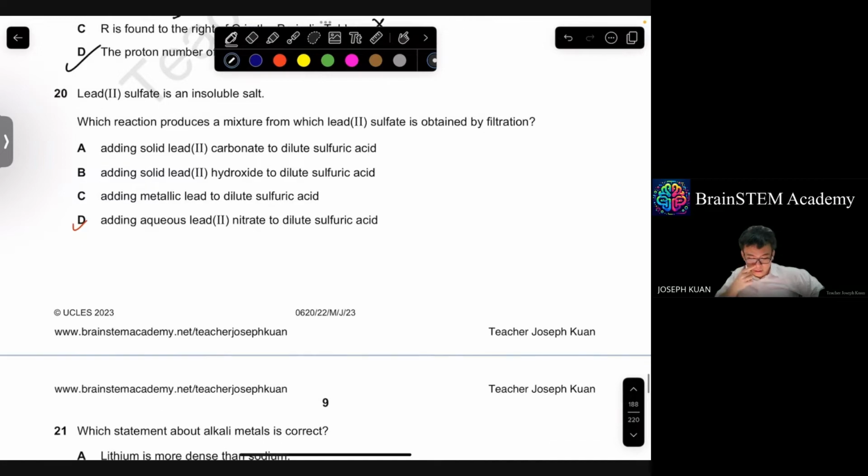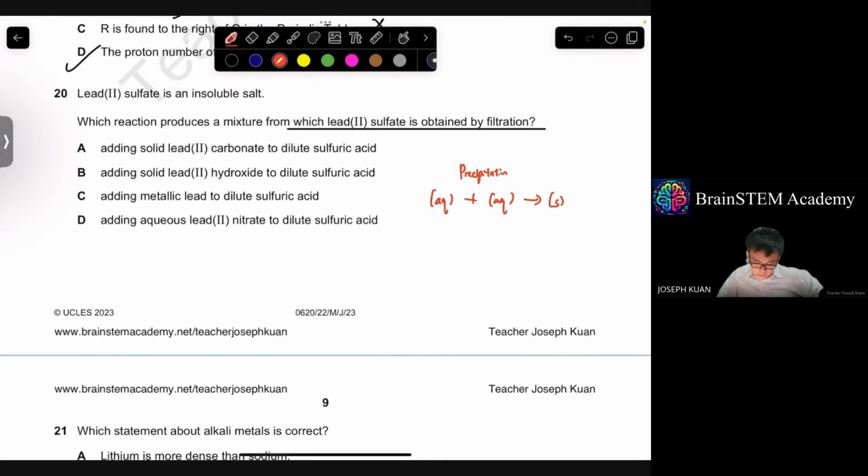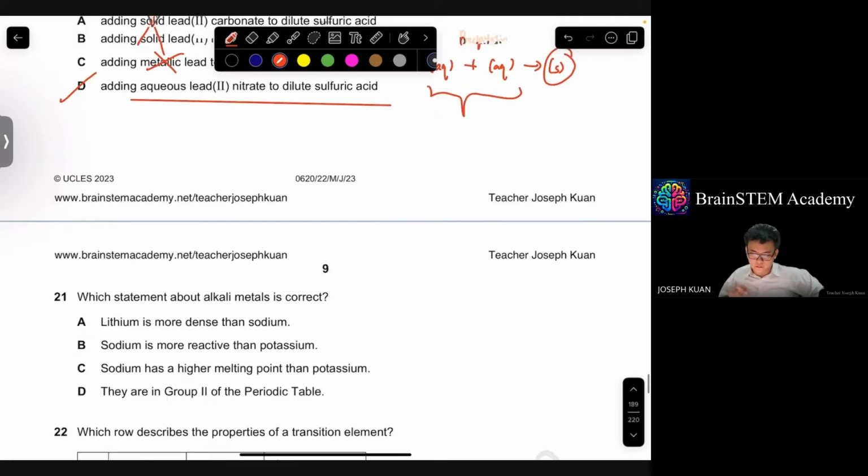Moving on, 20. Lead(II) sulfate is an insoluble salt. Which reaction produces a mixture from which it can be obtained by filtration? We must do precipitation, which involves two soluble substances, two solutions mixing together to form a solid. In that case, we cannot use solids, we cannot use metals. It must be aqueous solutions to form a solid.